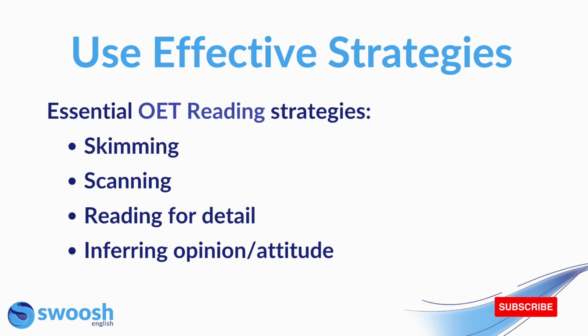Let's take a look, for example, at some OET reading strategies. These are skimming, scanning, reading for detail, and inferring opinion and attitude. It's essential that you are confident using all of these strategies and you know at which points in the OET reading test you need to use them, as this will help you improve your score.